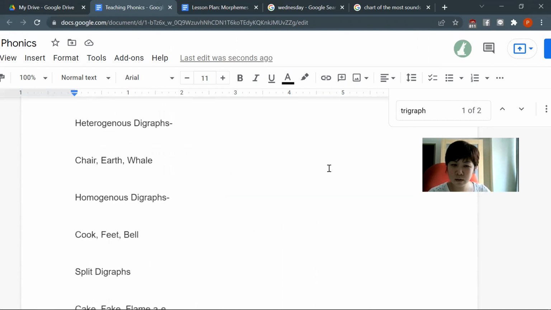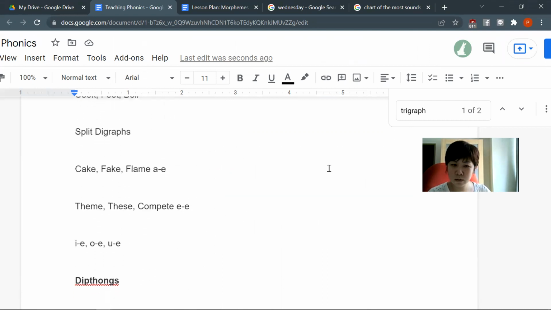We get into that here. So these are called split digraphs. A split digraph is where we have a consonant, then a vowel, then a consonant, and then another vowel, usually E. It makes the first vowel a long vowel. So instead of "cack," it would be "cake." Instead of "fac," it's "fake." Instead of "flam," it's "flame," right?